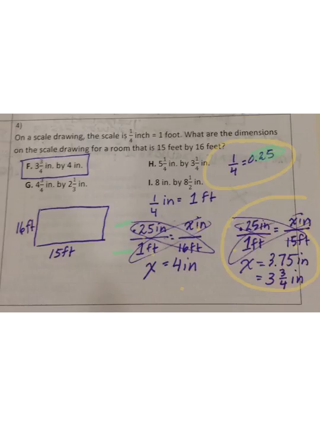I did the same for the other measurement of 15 feet. I multiplied and divided and got 3.75, which is 3 3/4 inches.